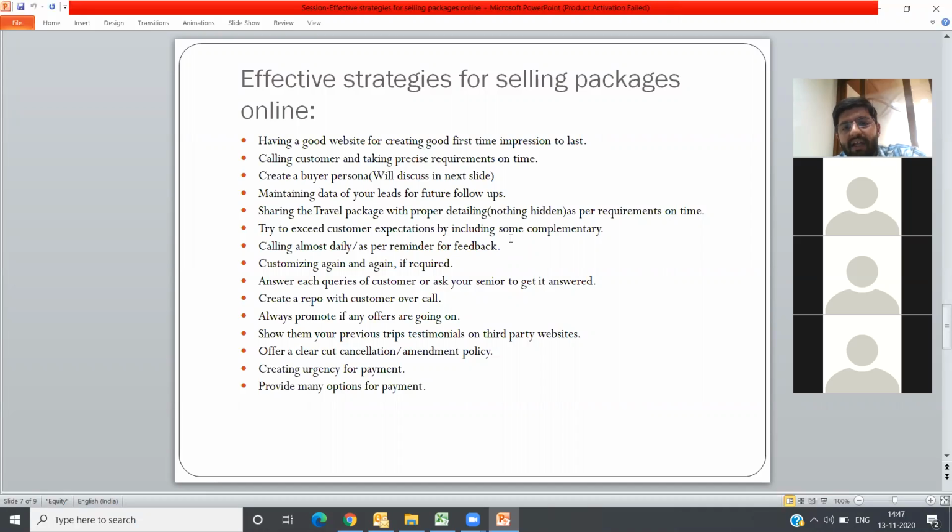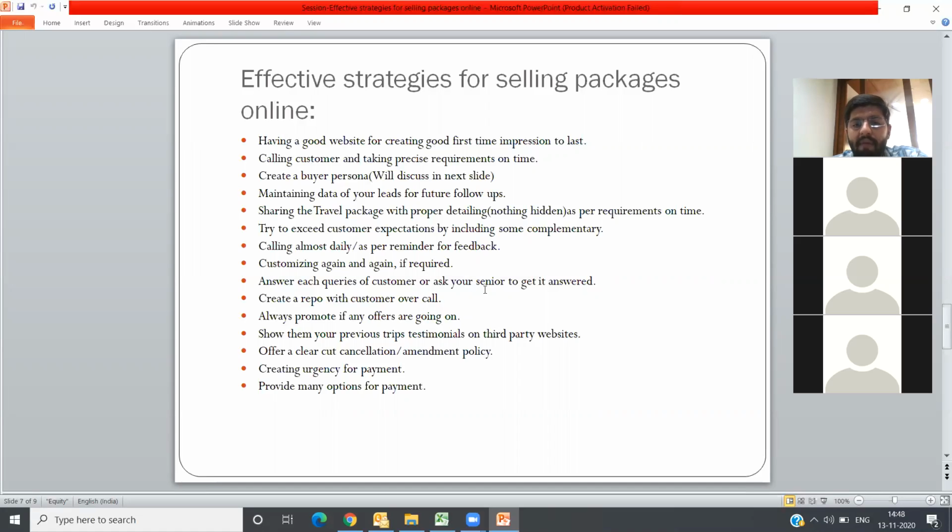Answer each query of the customer. If someone has very minute queries, you have to answer them or ask your vendor. If you lack knowledge, ask your senior. Don't think that you can avoid answering and still get the sale. If someone is asking, it means a lot to that customer. If you jump directly to last minute sales, the customer won't make the payment. That is 100% sure.